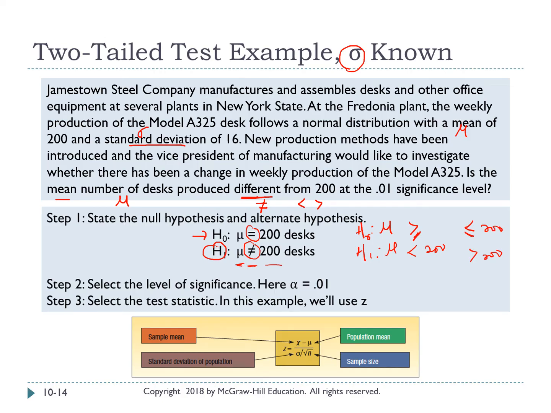Second step, you have to select the level of significance. Here, the level of significance is given, which is 0.01. Step number 3, you have to select the test statistics. So you know that the sigma or the population standard deviation is given. So you have to use Z distribution.